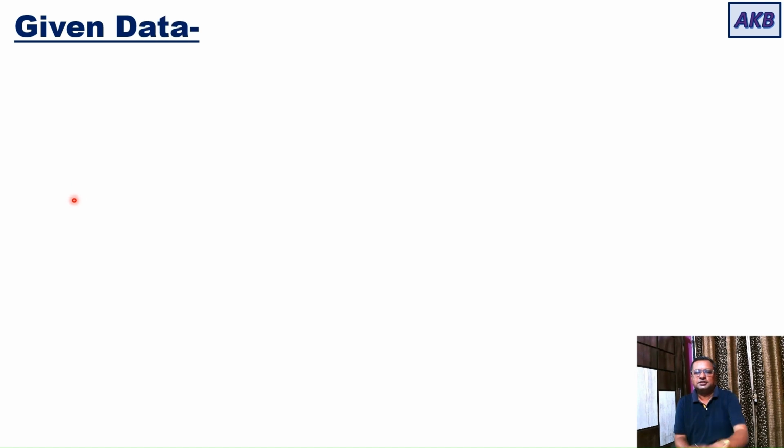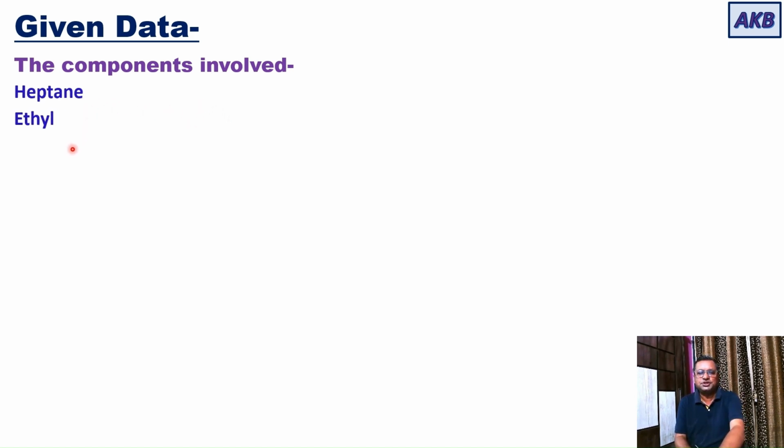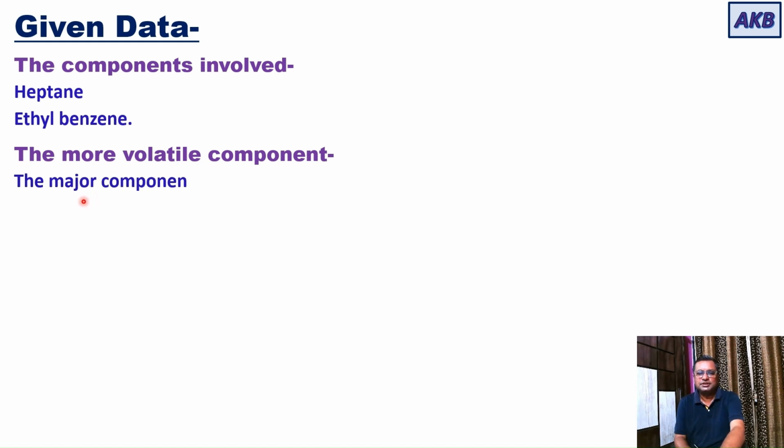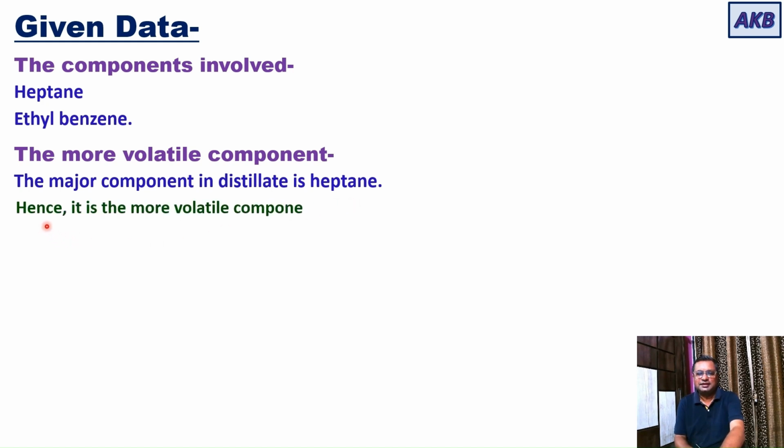To begin with, let us first list the data that is given to us. So you have two components. Which are these two components? Heptane and ethyl benzene. The components involved are heptane and ethyl benzene. Then the more volatile component. Since the major component in the distillate is heptane, as I said earlier, it is the more volatile component.